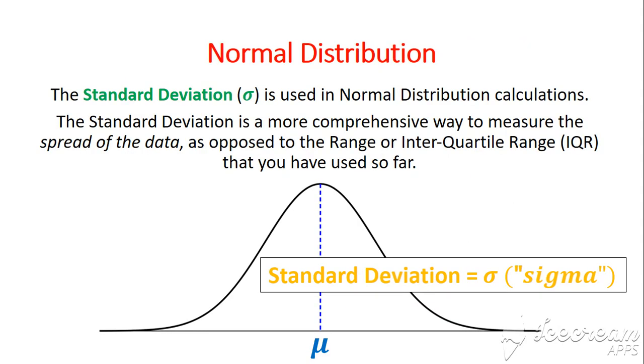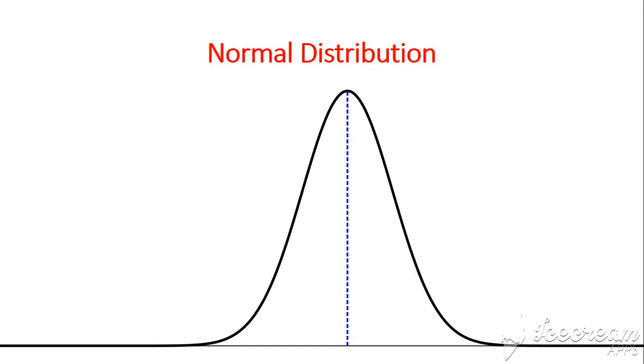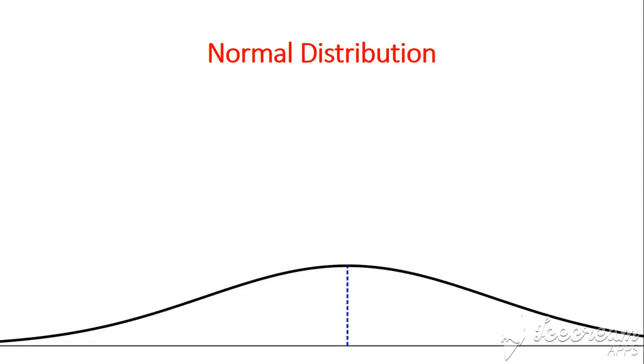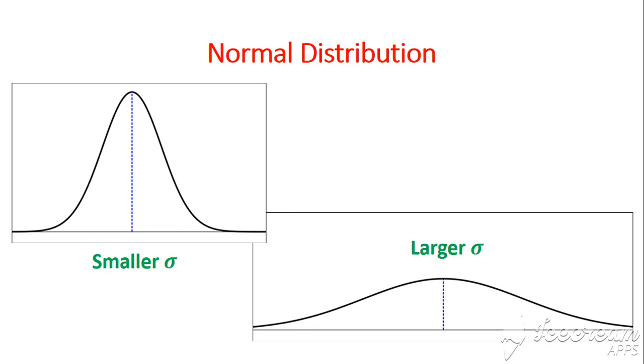We also talked about the standard deviation, which has this funny little symbol called sigma. It's used in normal distribution calculations, and it's a more comprehensive way to measure the spread of the data, as opposed to the range or the interquartile range that we used previously. The standard deviation makes the data more spread out as it gets larger. With a smaller standard deviation, the data is all clumped together and the peak is higher. With a larger standard deviation, the data is more spread out and the peak is not so tall.